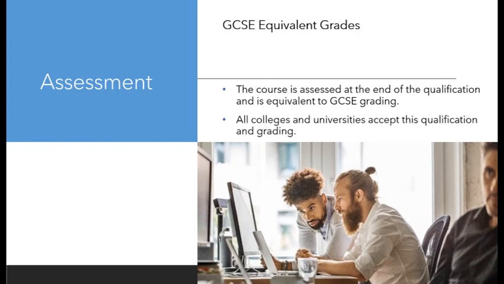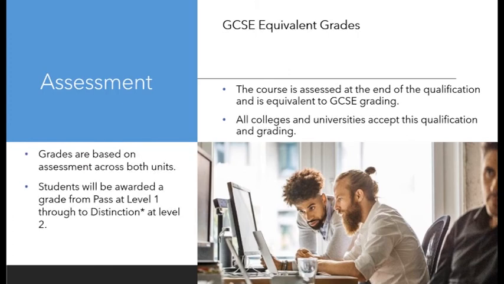Assessment. Where this is a vocational course, you will be awarded a grade that is from pass level 1 right through to distinction star level 2. So you get the GCSE equivalent grades for it. The assessment will be based across both units. So unit 1 will be added to unit 2. That will give you your overall score.